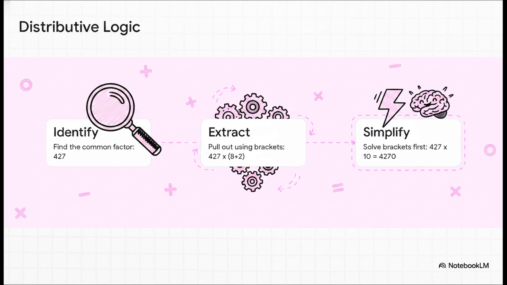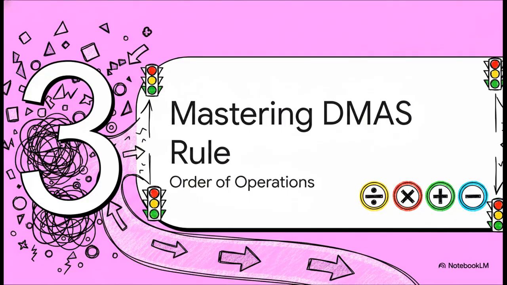And suddenly, the magic happens. We simplify the bracket first, and obviously 8 plus 2 is just 10. So now our big scary equation is just 427 times 10. You definitely don't need a calculator for that. It's just 4,270. The distributive property is basically a cheat code that groups numbers together to turn a complex calculation into basic mental math. All right, up next, part 3, mastering the DMAS rule.